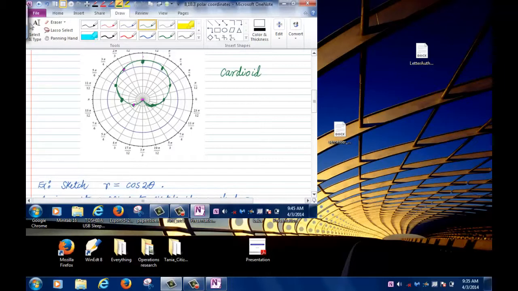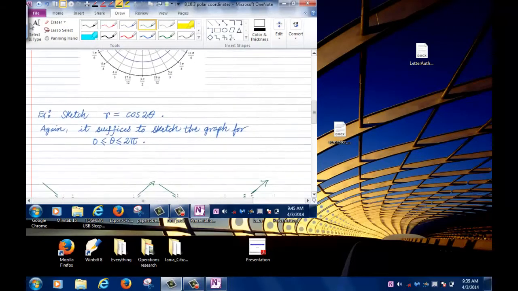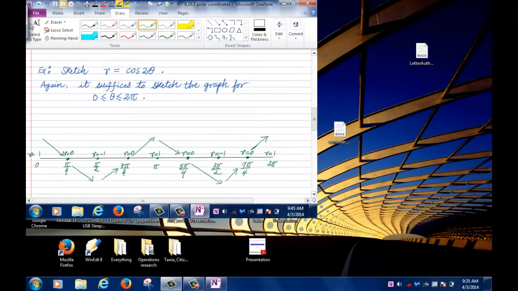Remember, we looked at cosine 2 theta, so that's what I'm going to do next. r is cosine 2 theta, right? That's not a cardioid. That's going to be 4 loops, right? So if I want to sketch r is cosine 2 theta, in this case, again, it suffices to draw the curve for theta between 0 and 2 pi, again, because cosine is periodic with period 2 pi, right?